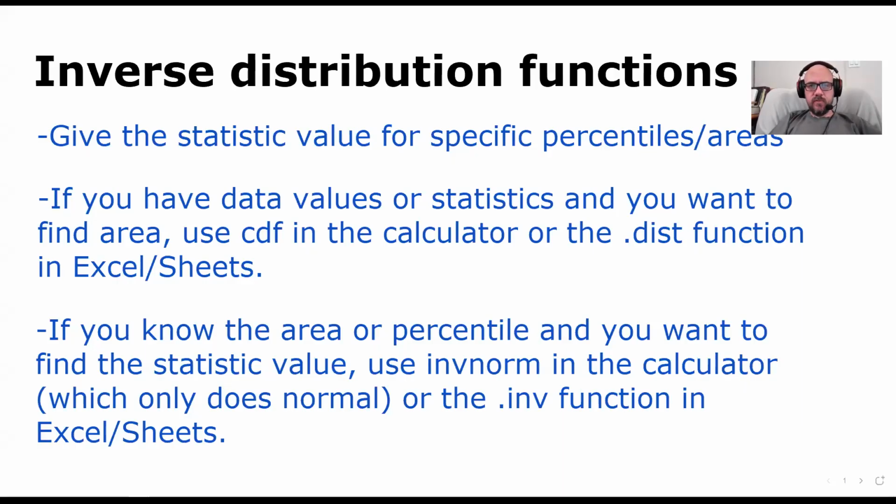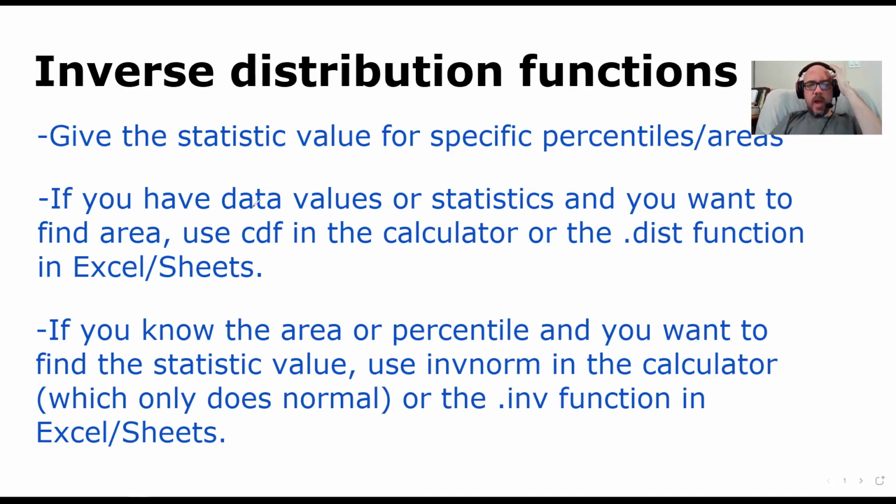So what an inverse distribution function is, if you think about what you usually do with a CDF function, or in Sheets or Excel, the .dist function, what you do in that case is you give it a statistic value and it gives you out an area or probability. Well, you can go the other direction, and that's what the inverse functions do. You can give it an area or probability and it will give you the corresponding statistic value. This turns out to be super important, and we will see why in a future video, I think. We'll do a couple examples at the end here.